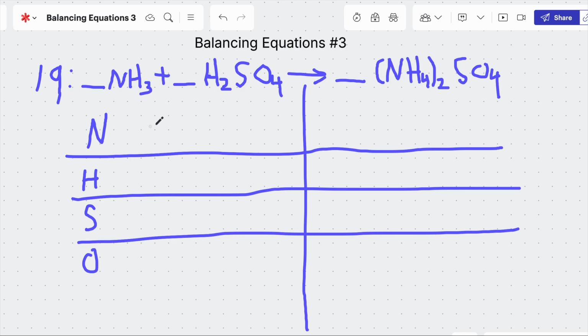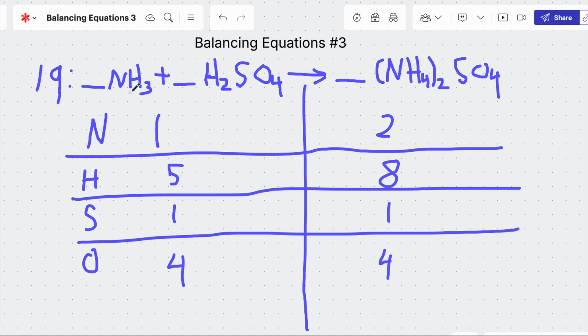Okay. So then if we do our counting, we got 1 N, 3 Hs here, 2 there, that's 5. Ss, just got 1 right there, and Os got 4. Right, then on this side, remember we got to multiply that parenthesis out. So we got 2 Ns. We got 8 Hs. We got 1 S and 4 Os. Awesome. So the only thing that's off is our Ns and our Hs. Let's just focus on our Ns.